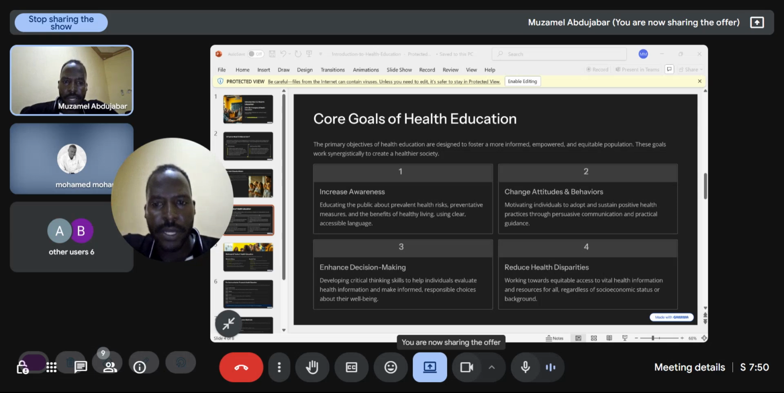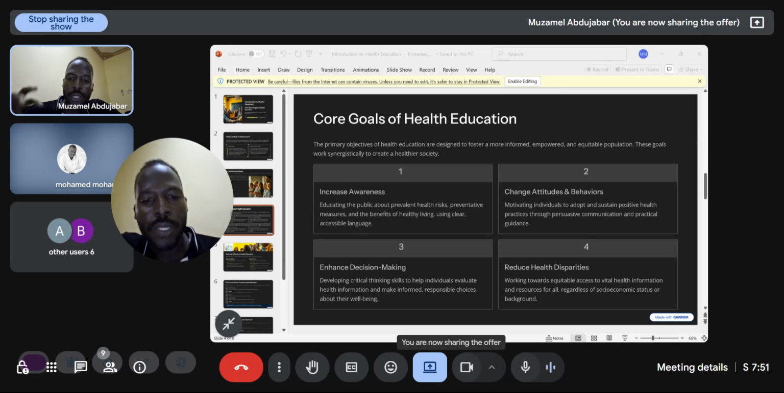The second objective of health education is to change attitudes and behaviors. There are bad behaviors among our communities. Like some people smoke tobacco. Yeah, this is a bad behavior. Additionally, there are some people who do not clean their hands before eating food. Some people do not care about hygiene. This is bad behavior. Health education helps us to change these bad behaviors. Yeah, this is another objective of health education.